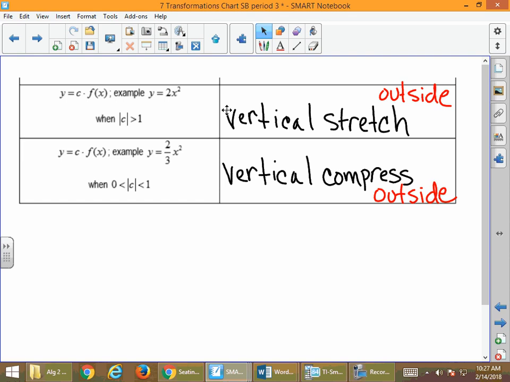Some of you might be thinking, but why does it say the absolute value of c is greater than 1? Well, absolute value means that we're dealing with a positive number. What if we have a negative in front of the 2, for instance? What if we have y equals negative 2x squared? What does the negative do to the function? What it does is it reflects the graph. So we only want to look at the part of it that's going to stretch. The negative reflects, so then we just have to look at the number. So that's why we only want to deal with that positive part of that value to determine the vertical stretch and compress.